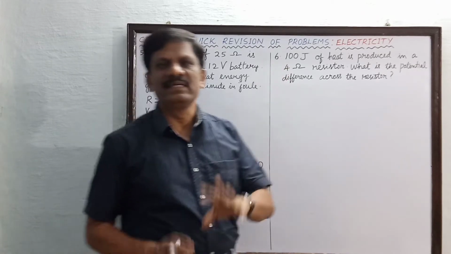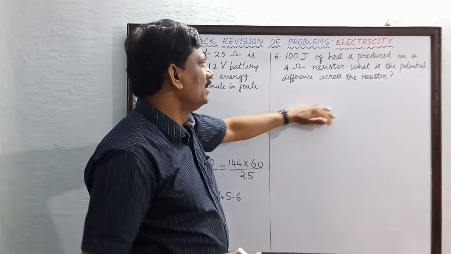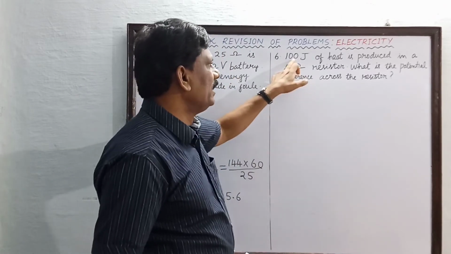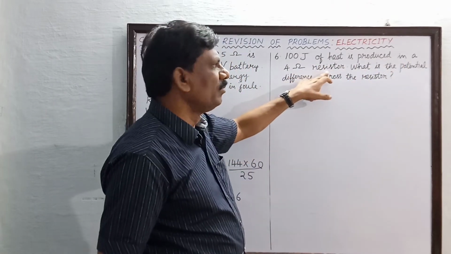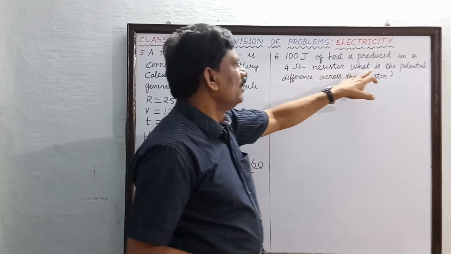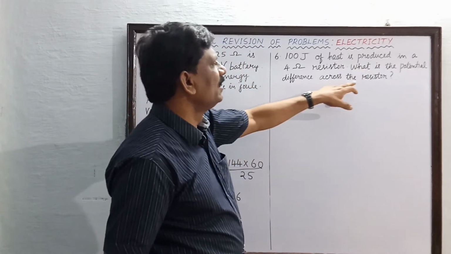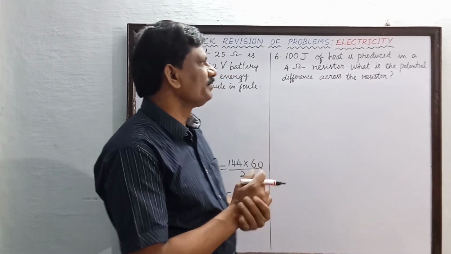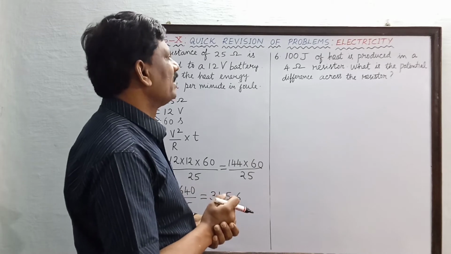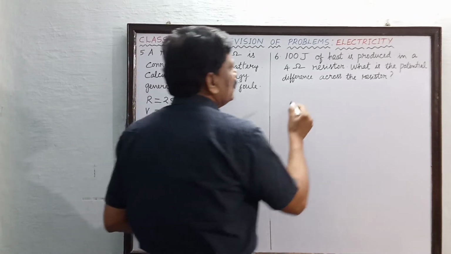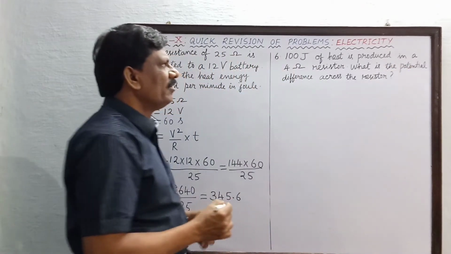Now problem number 6 is a different type of problem. This is very important and a new type. 100 joule of heat is produced in a 4 ohm resistor. Okay, what is the potential difference across the resistor? So we have to find out the potential difference.